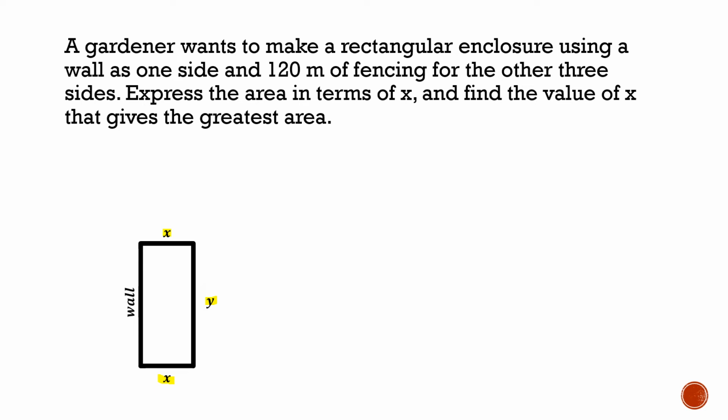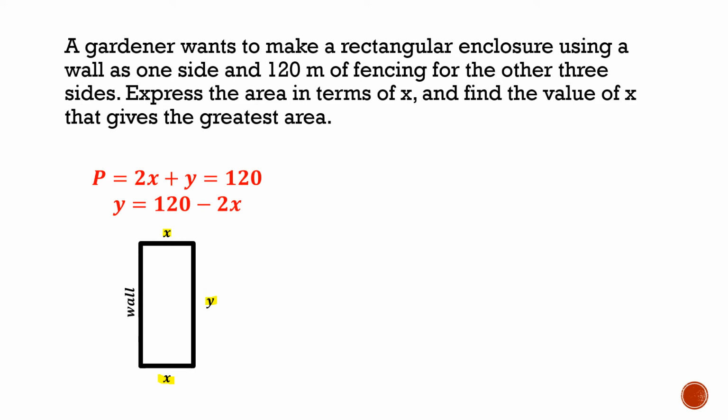Now, remember, I don't need fencing on my wall, so my perimeter is 2x plus y, and that's going to equal 120. Now, if I take that equation and solve for one of my variables, in this case I'm going to solve for y because y is the easiest to solve for. I get y equals 120 minus 2x.